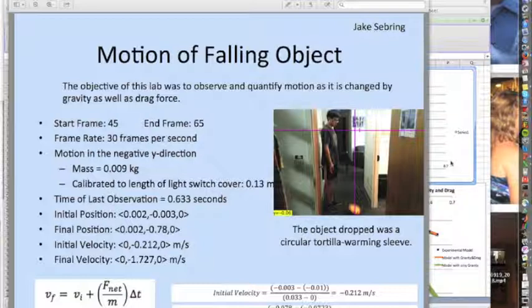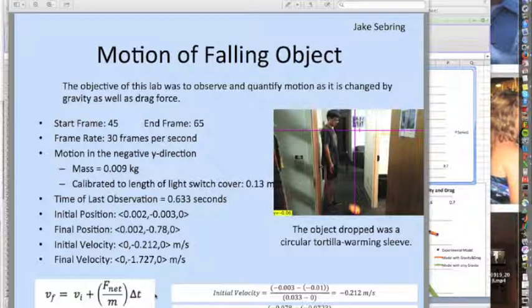Newton's second law, or force equals mass times acceleration, is applicable in this lab. Newton's first law cannot be used because it describes the principle that an object in motion stays in motion unless acted upon by a force. In this case, the Earth is acting on the object through gravity, and we must account for the drag force as well. By breaking down Newton's second law, we can arrive at the equation V final equals V initial plus F net divided by mass times delta t.